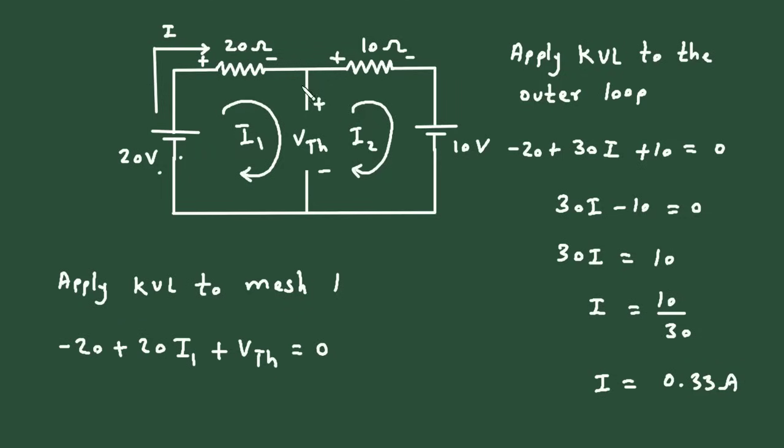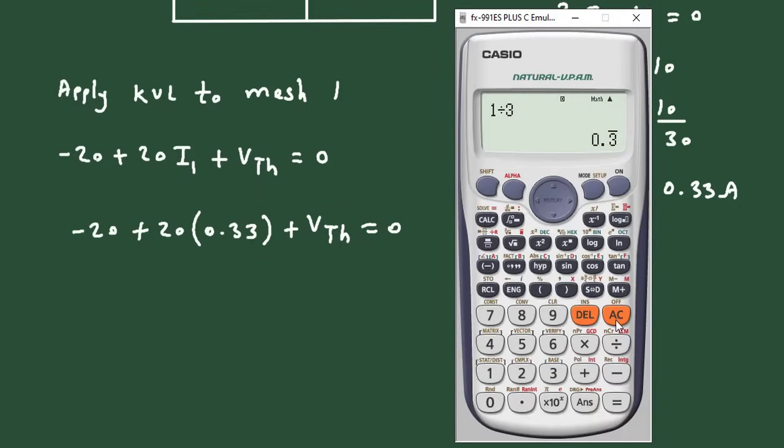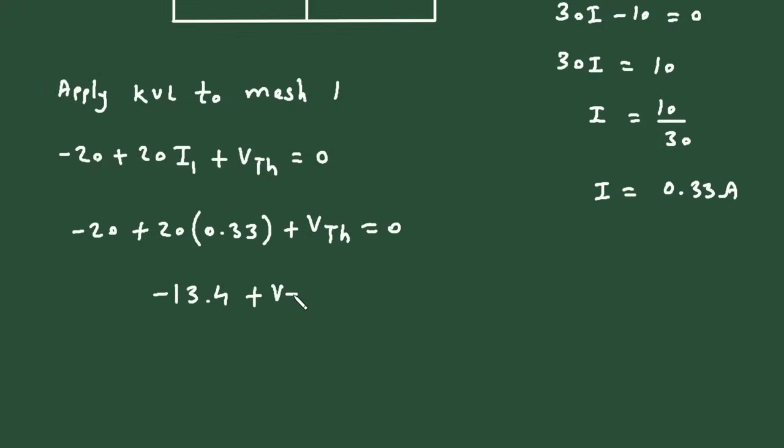Now here this I1 is equal to I. The value of I is 0.33. So it will be minus 20 plus 20 in bracket 0.33 plus VTH is equal to 0. Now if we solve this, minus 20 plus 20 in bracket 0.33, so it is minus 13.4. Minus 13.4 plus VTH is equal to 0. So VTH is equal to 13.4 volt. So this is the value of VTH.